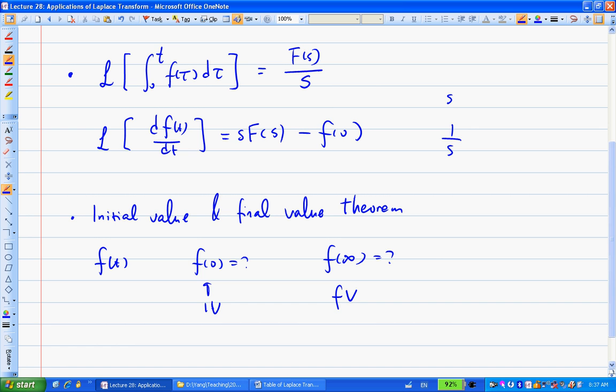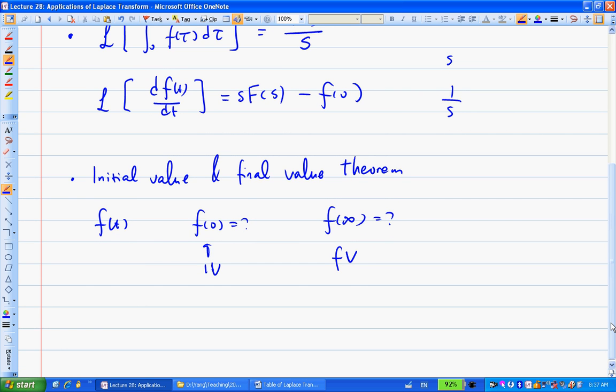This is a useful concept because f of t may be represented as the output of a system. People probably ask, where will it settle down? Is it going to settle down at 2 or 3, or maybe it's not going to settle down? Maybe it's just going to oscillate, or maybe it's just going to go crazy. That's basically the meaning of the final value of this f of t.